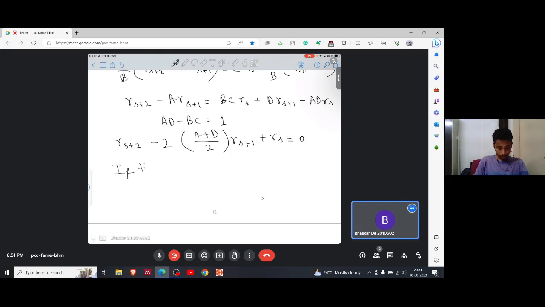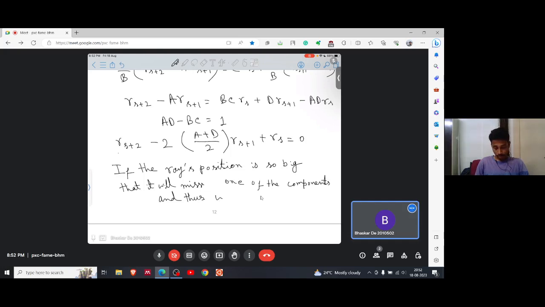So if the ray position is so big that it will miss one of the components, and thus walk off the mirror.